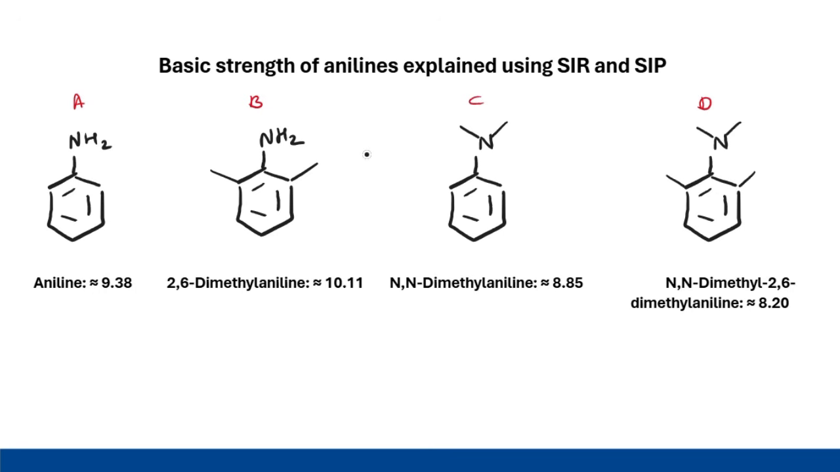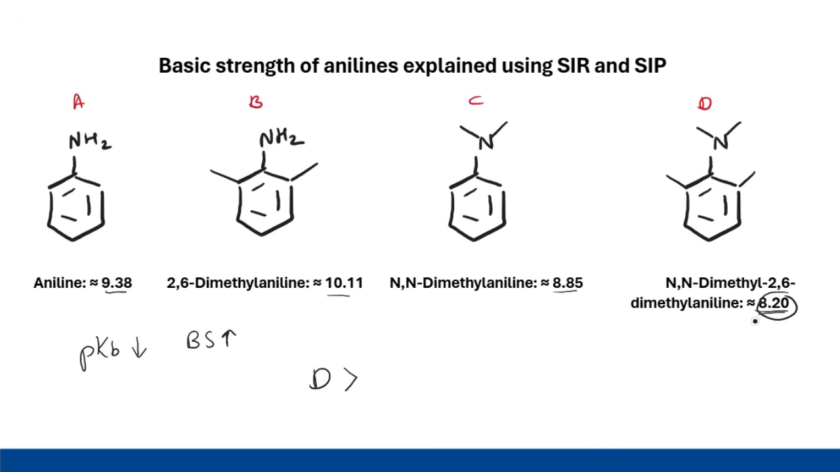Let's understand the basic strength of anilines using SIR and SIP effects. I've already given the pKb values for the molecules. The pKb values will tell you the basic strength. Lower the pKb value, the basic strength will be higher, remember. So which of the given molecules have the least value? This one. N,N dimethyl 2,6 dimethyl aniline is having the least value. That means D is more basic among the given molecules.